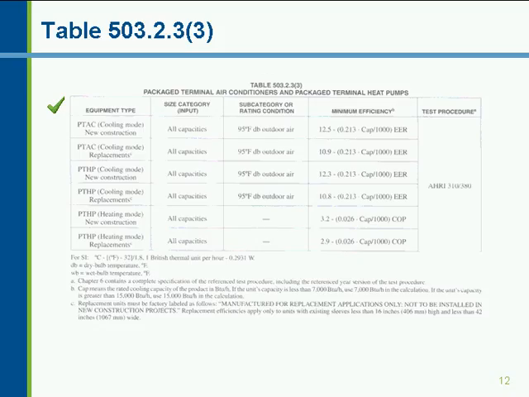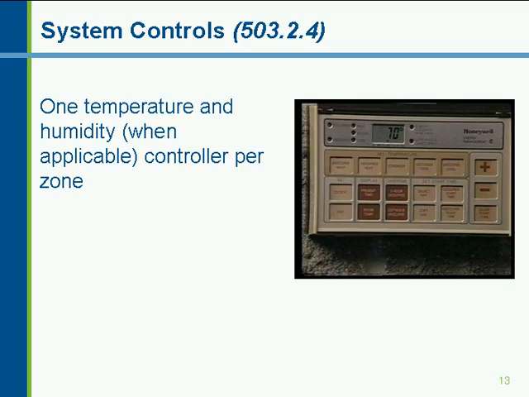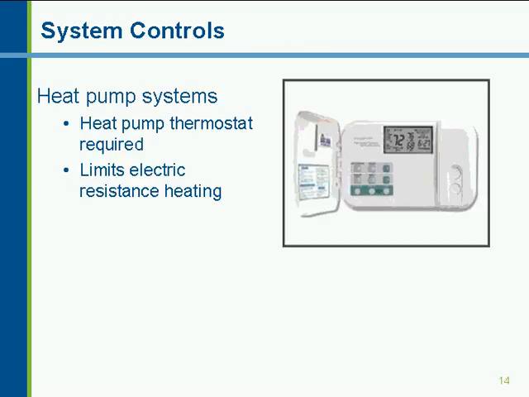There are a number of mandatory requirements for system controls, one of the most important being that you're only allowed one temperature or humidity sensor controller per zone, so you don't have pieces of equipment fighting each other. If you had two thermostats controlling two different pieces of equipment in a zone, one could be in heating, one could be in cooling, and that wouldn't be a good thing. If you've got a heat pump, you must include a heat pump-specific thermostat, which limits the amount of electric resistance heat that the heat pump can use.